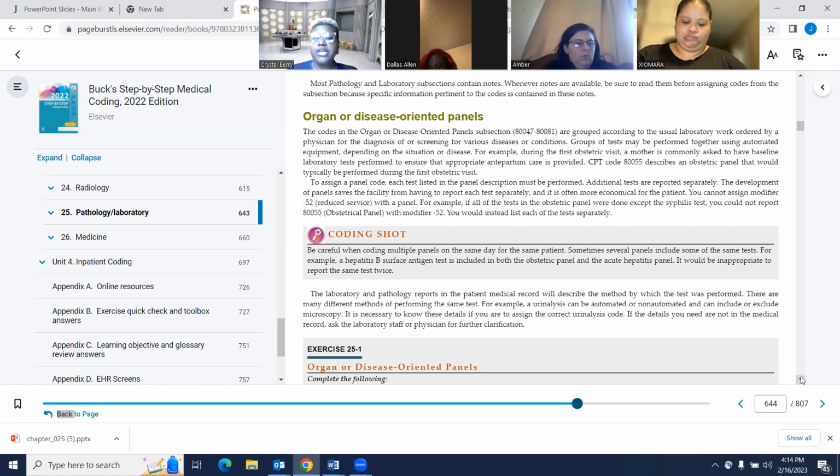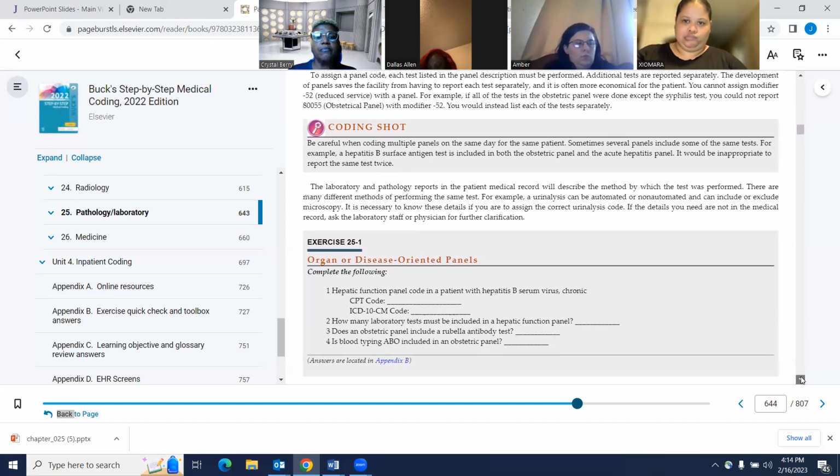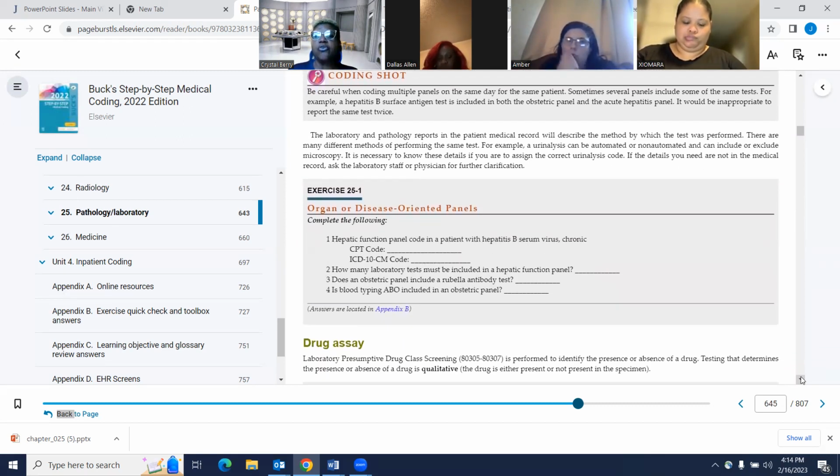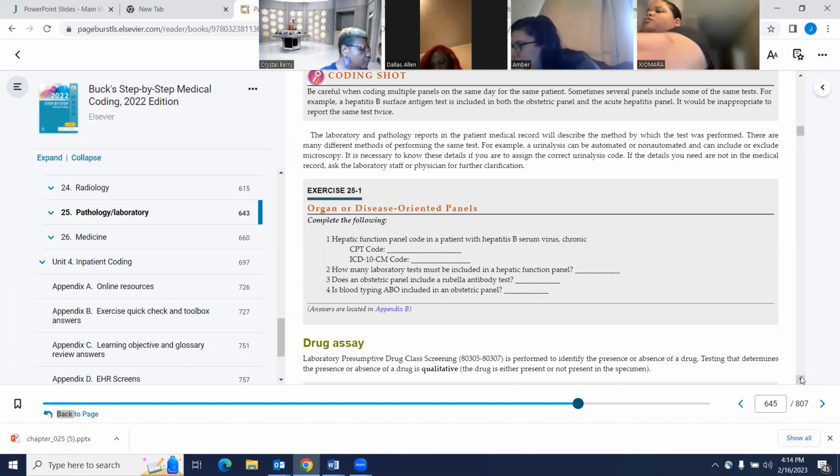So here we go. Organ or disease-oriented panels. Number one, hepatic function panel code in a patient with hepatitis B serum virus, chronic. We're not going to do that ICD-10 code. I just want to know, what is the CPT code? What is the code? And I would need the page that it's found on. What is that CPT code for exercise 25-1?